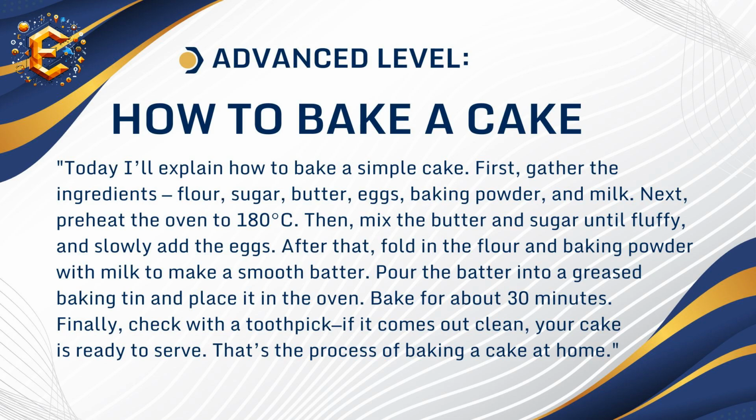How to bake a cake. Today I'll explain how to bake a simple cake. First, gather the ingredients: flour, sugar, butter, eggs, baking powder, and milk. Next, preheat the oven to 180 degrees Celsius. Then, mix the butter and sugar until fluffy, and slowly add the eggs. After that, fold in the flour and baking powder with milk to make a smooth batter.